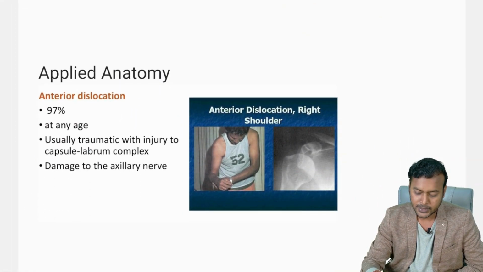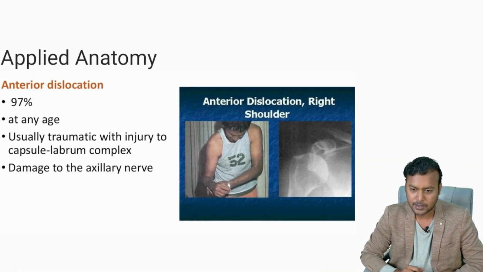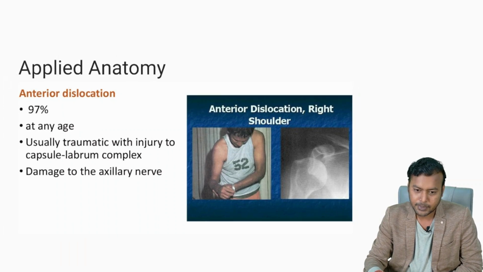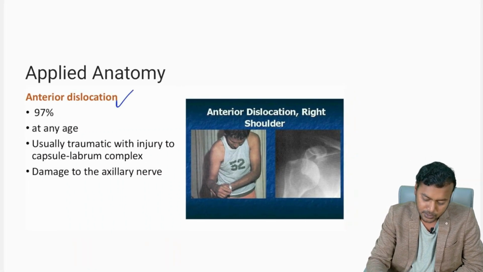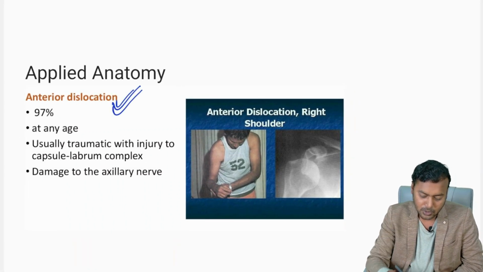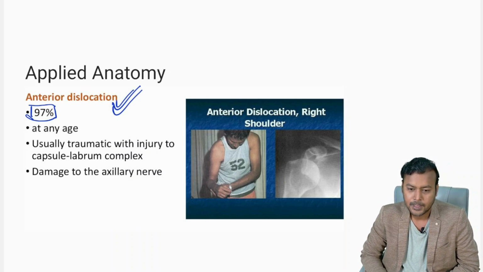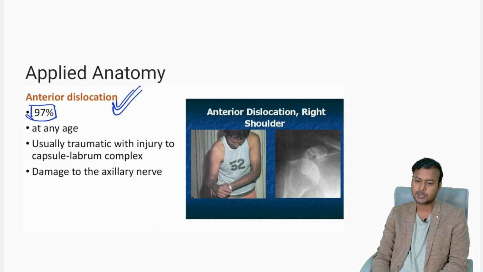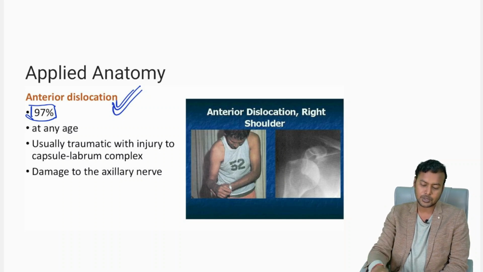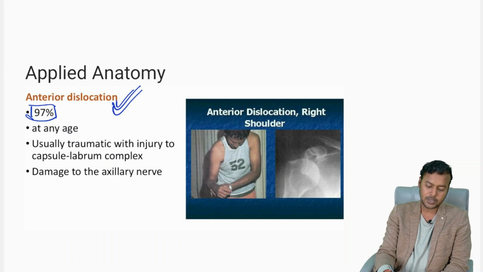So finally, moving to the last few slides, the applied anatomy. So anterior dislocation, it is the most common, occurs almost 97% cases, and it results due to trauma. And what is injured? The fibrous capsule and the glenoid labrum are injured. And what does it lead to? It leads to the damage to the axillary nerve.